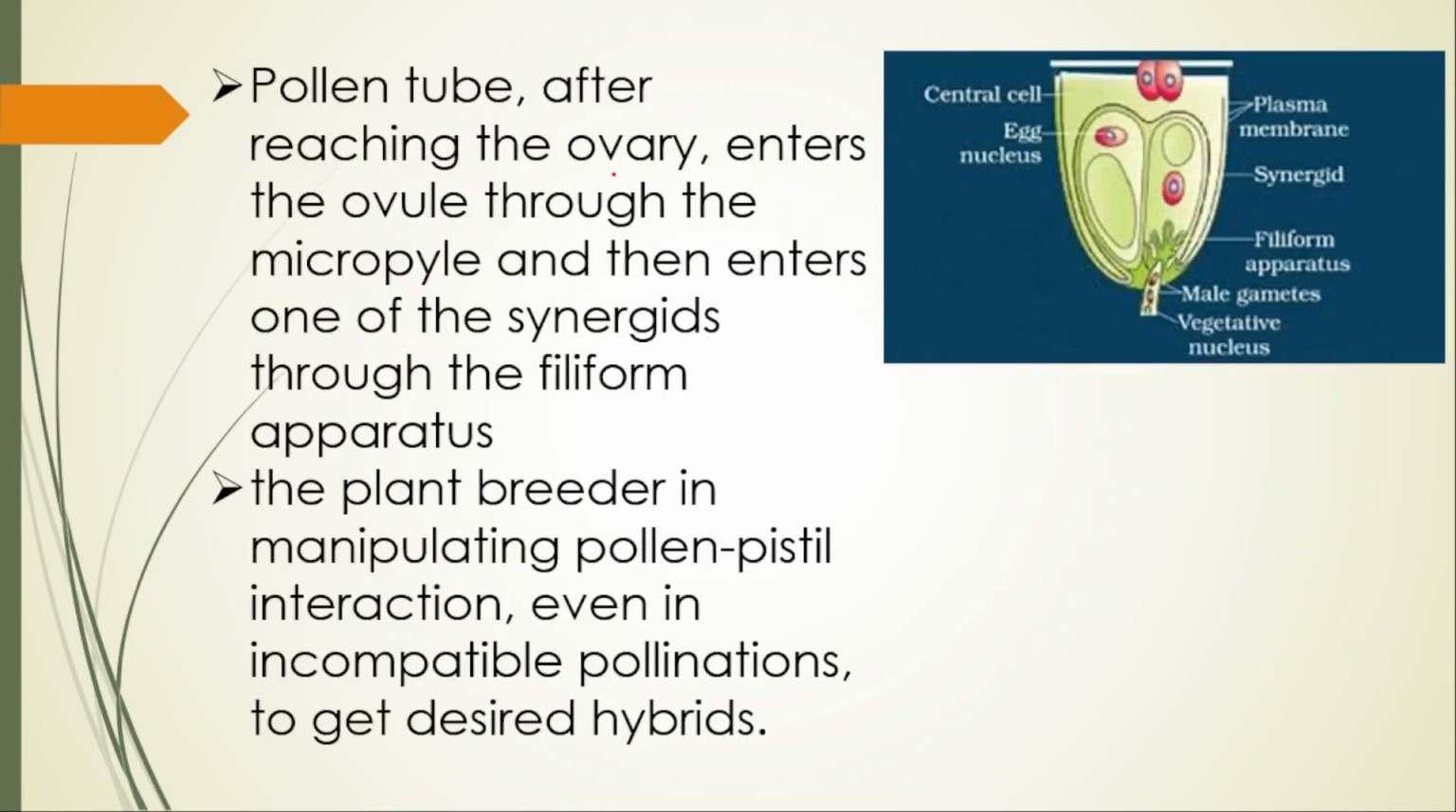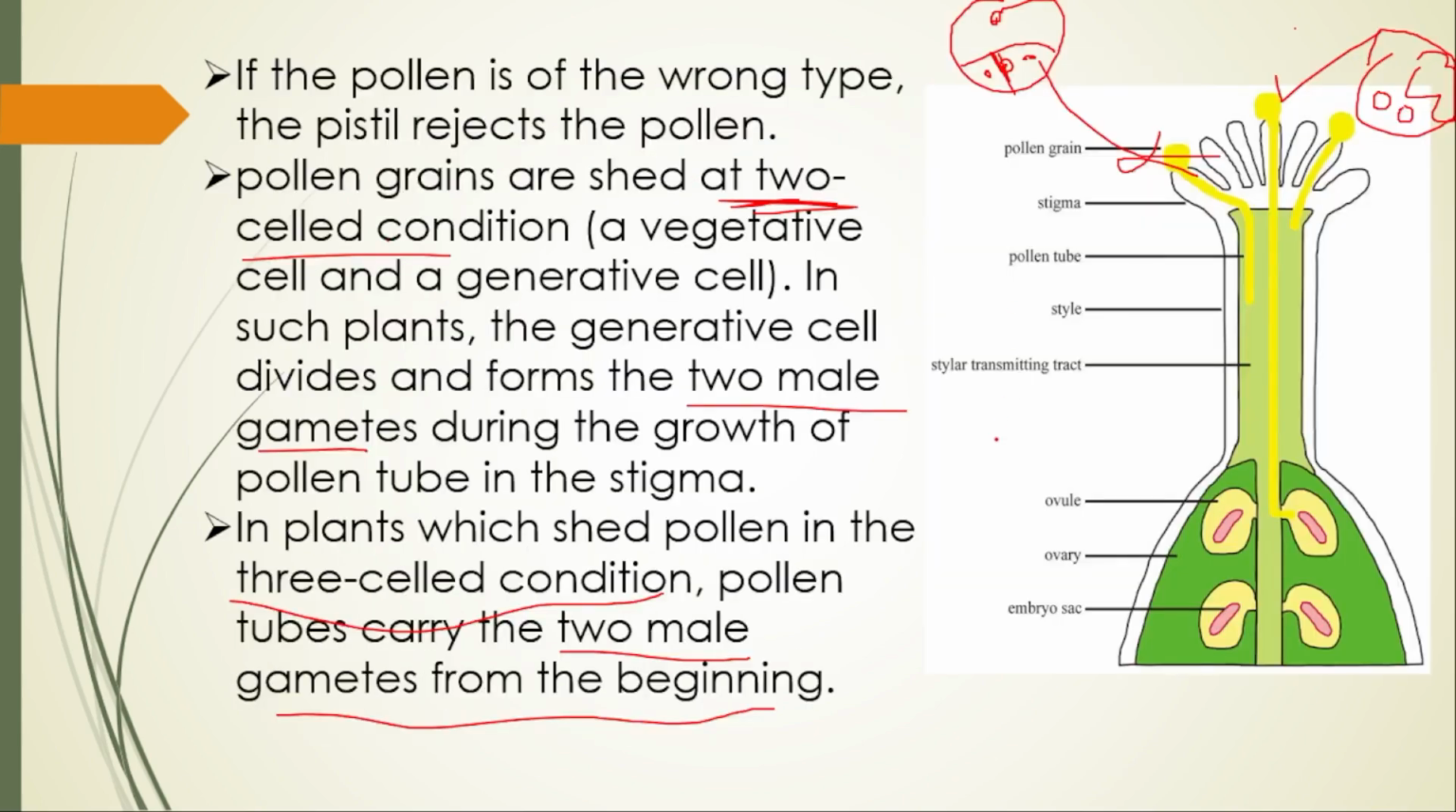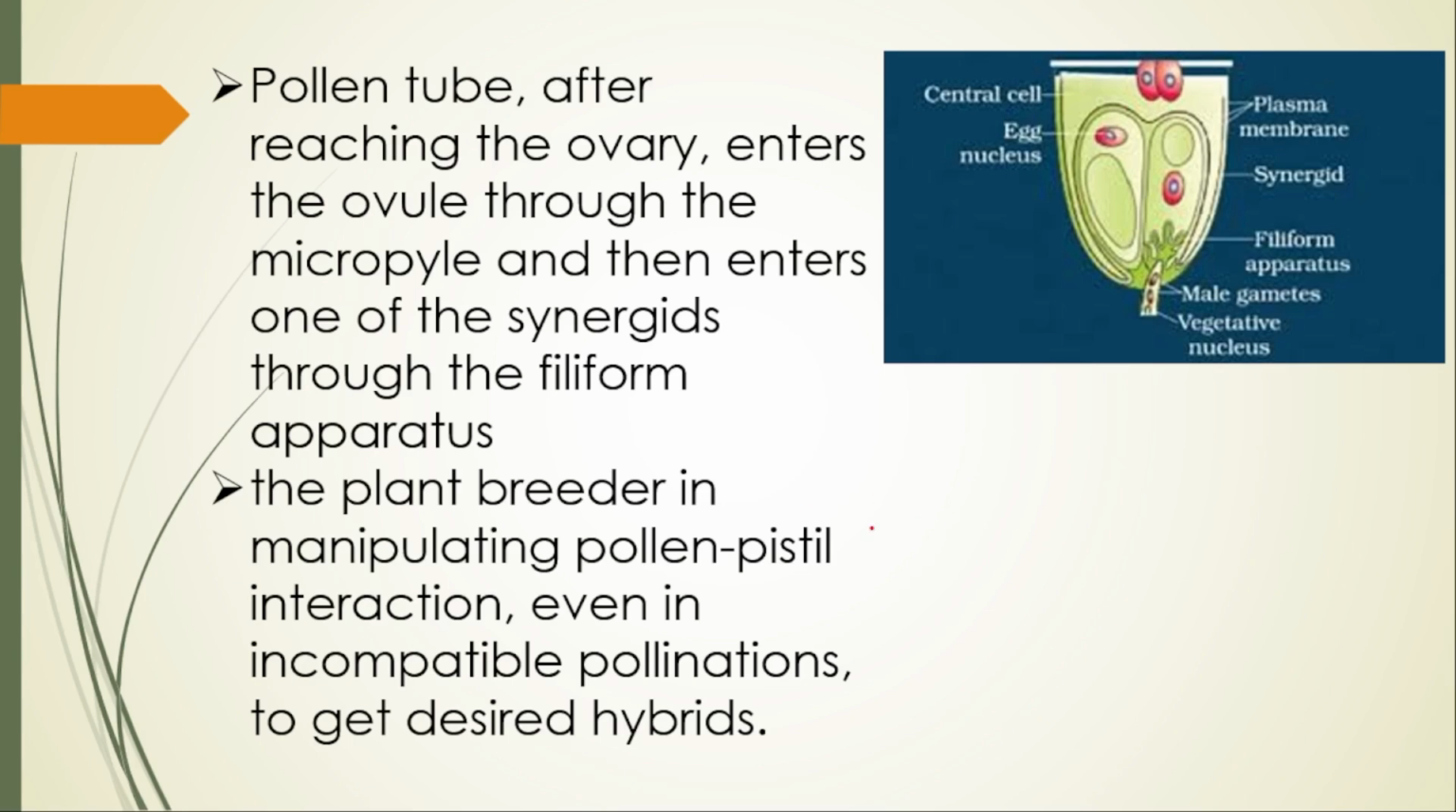Pollen tube after reaching the ovary. See here, pollen tube after reaching the ovary. This is the ovary, and inside that there will be ovules. After reaching the ovules, the pollen tube will be exposed to the opening called the micropyle. The pollen tube enters the ovule through the micropyle, and then enters one of the synergids through the filiform apparatus.